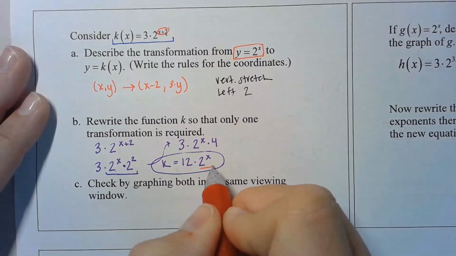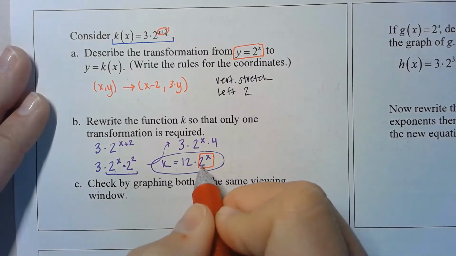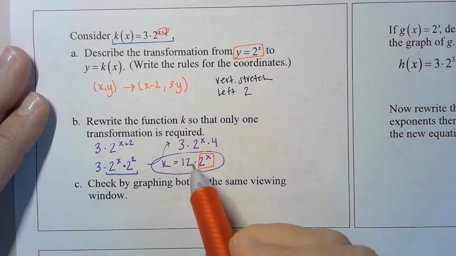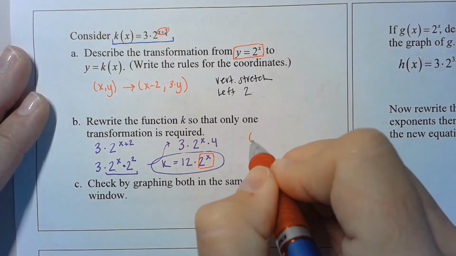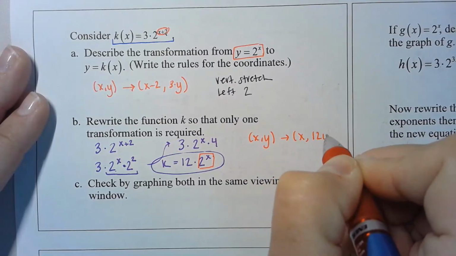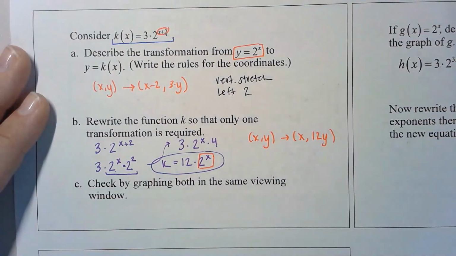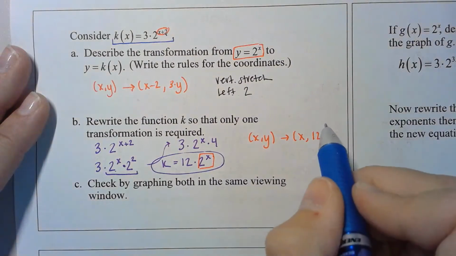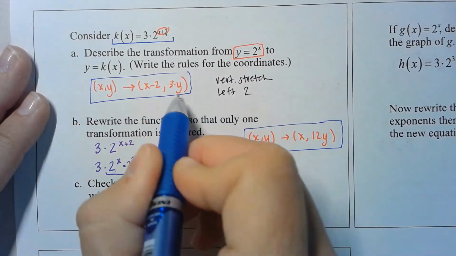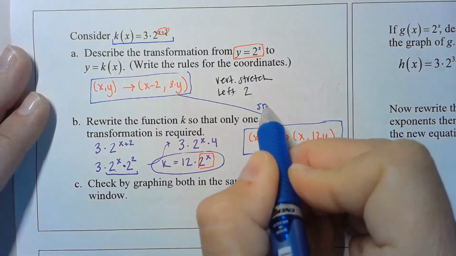So it's still the same parent graph. It still says 2 to the x, but now I don't have a horizontal transformation in there. The only thing I have to do is multiply by 12. So x's are going to stay the same, but I'm going to multiply the y's by 12. That's a personal opinion at this point, but these should produce the same graph.